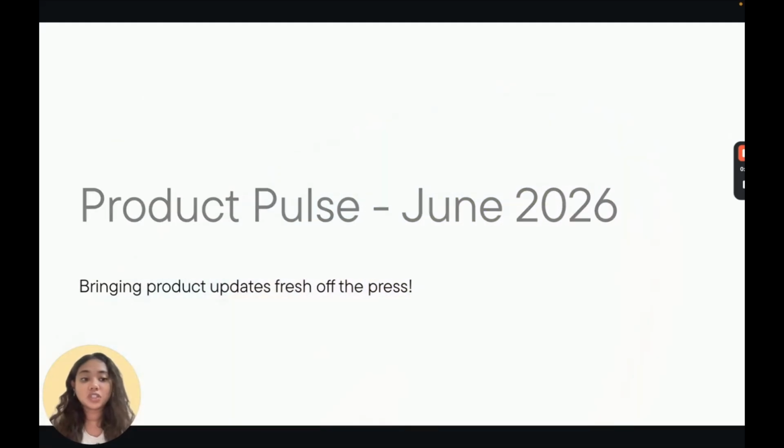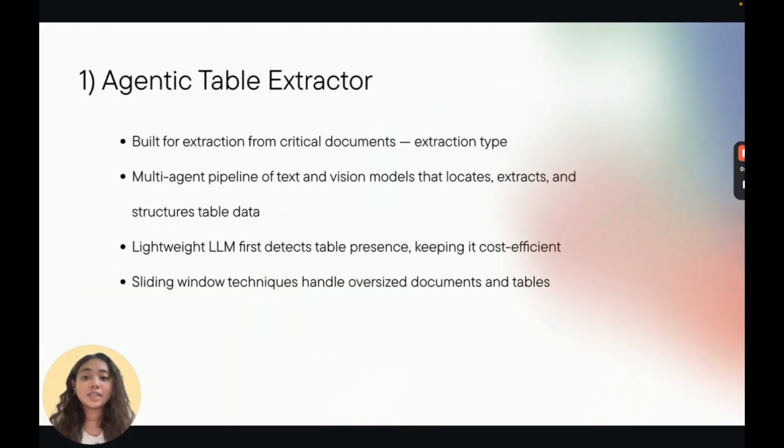Firstly, there is the Agentic Table Extractor, one of our key updates from the last few months. The Agentic Table Extractor is built for extraction from critical documents in Prompt Studio, and it's available as an extraction type you can choose from. Whether you run the prompt cell or the project runs in deployment, a sophisticated multi agent pipeline takes over. It combines text and vision models to locate, extract, and structure your table data using advanced techniques.